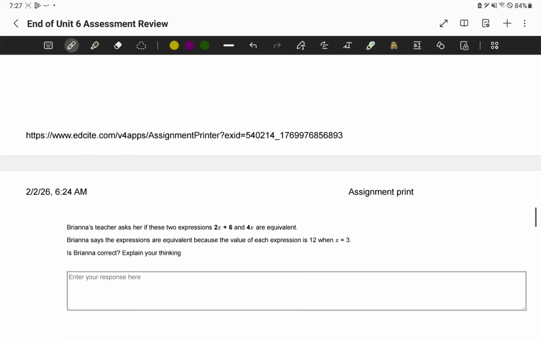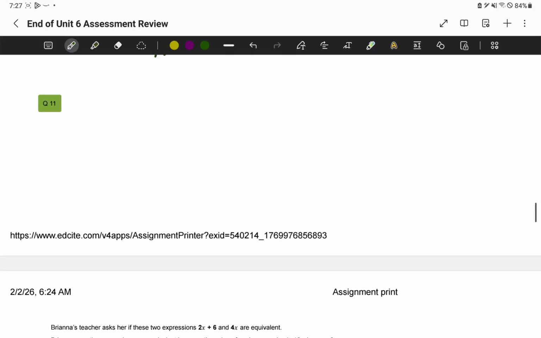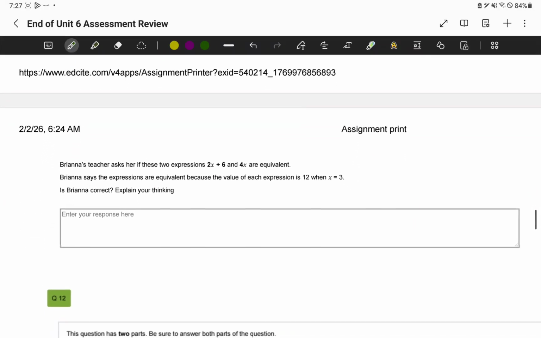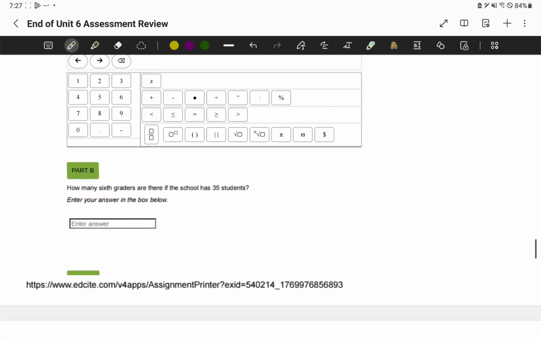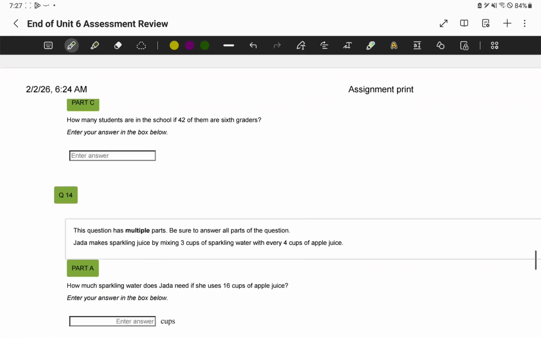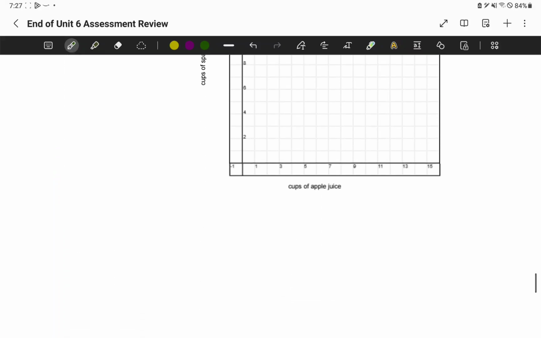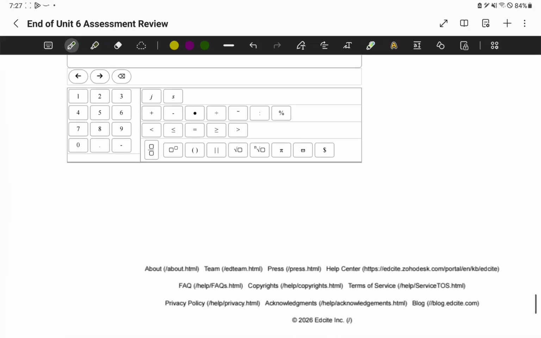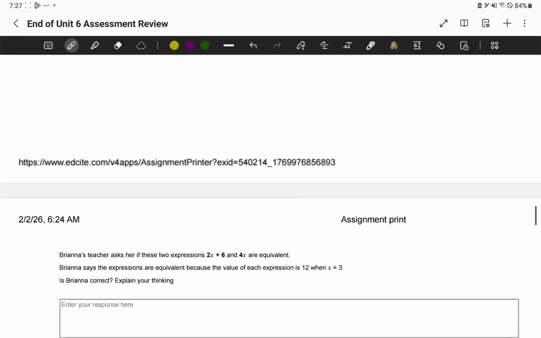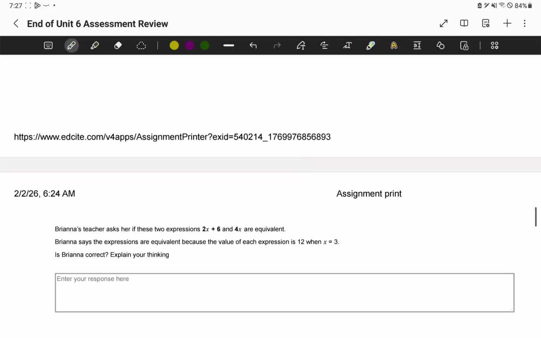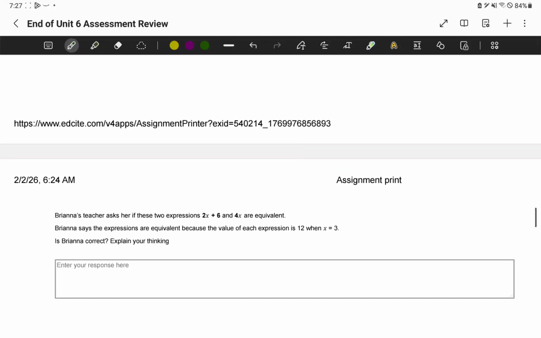All right. Question 11. Now, there is a 12 that has a couple of parts, a 13 that has a couple of parts, a 14, and then we'll be done. So, question 11. So, yes, this is a longer test.